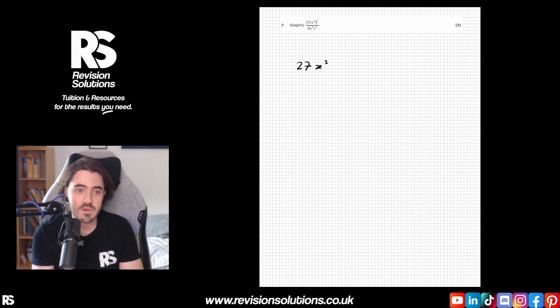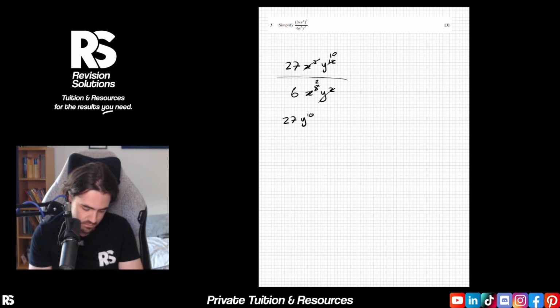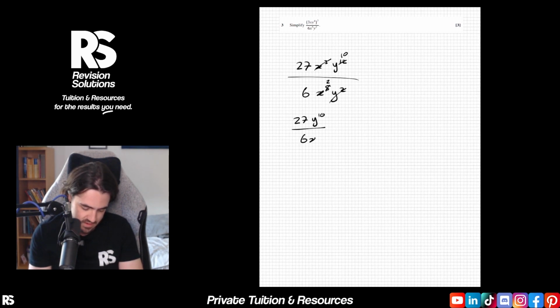And then y to the 4 all to the 3, 4 times 3 is 12, so that'd be y to the 12. And then we just have what we had before on the bottom, so that's 6x to the 5 y squared. And there's no common factors between 27 and 6, so there's nothing to cancel there. But we can cancel out some x's, so we can actually cancel out all of these with the bottom, leaving just a power 2 on the bottom. And we can cancel out all the y's on the bottom, leaving just a power of 10 on the top. So that would leave us with 27 y to the 10 all over 6x squared.